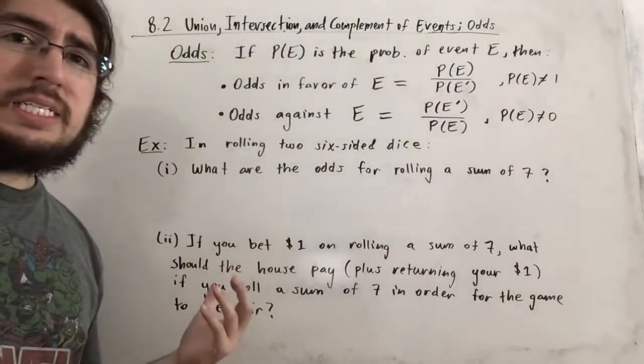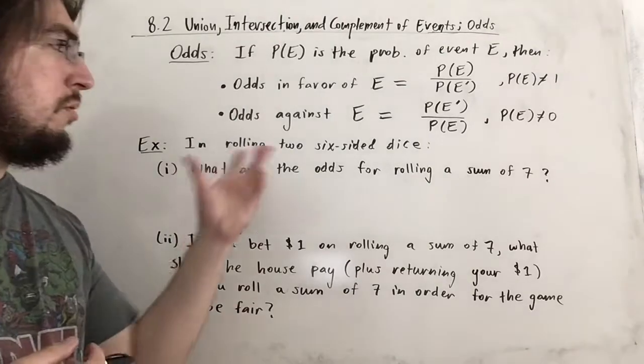All right. So now in this example, this has to do again with rolling dice, but here we're rolling 2 dice.